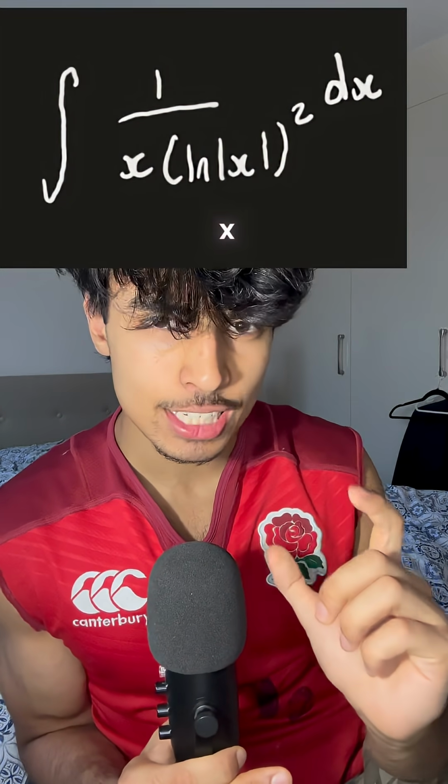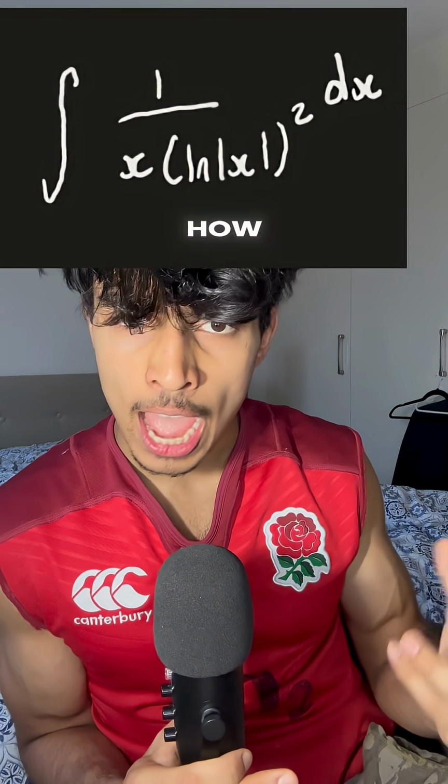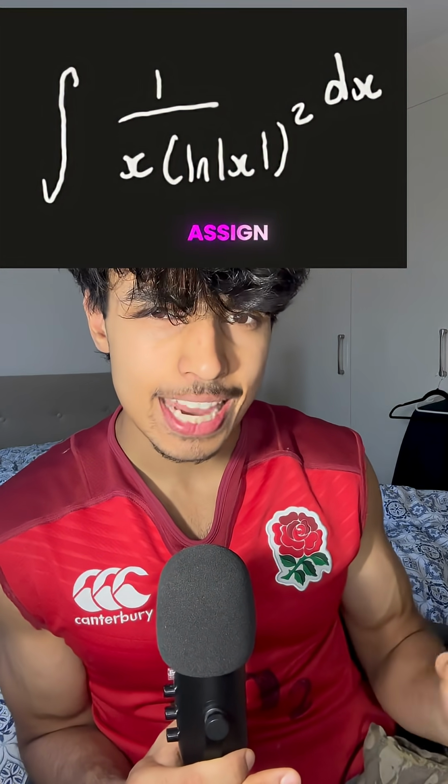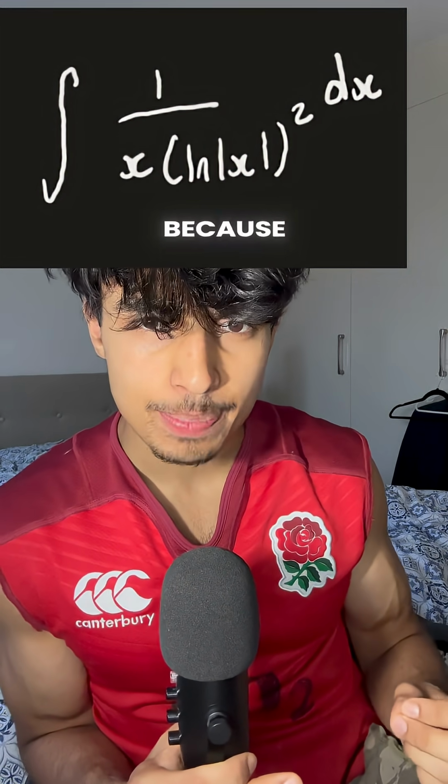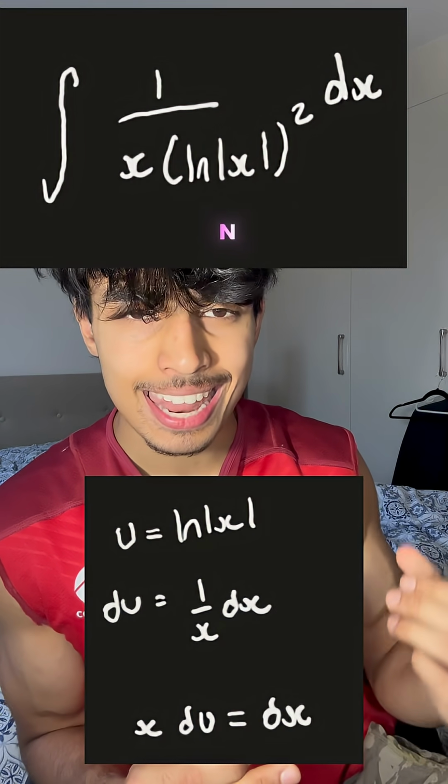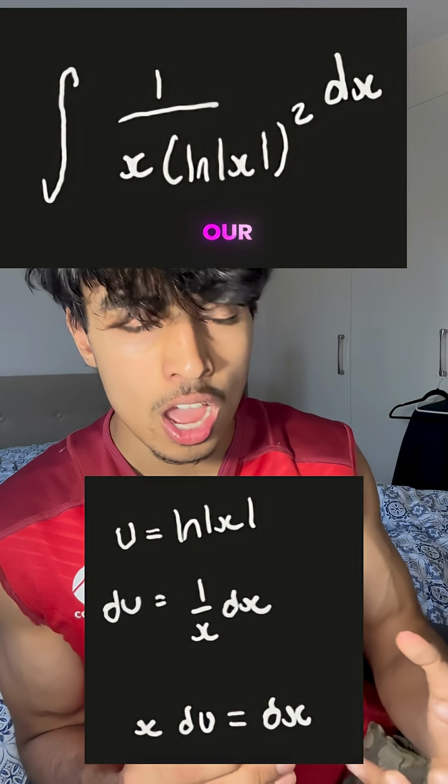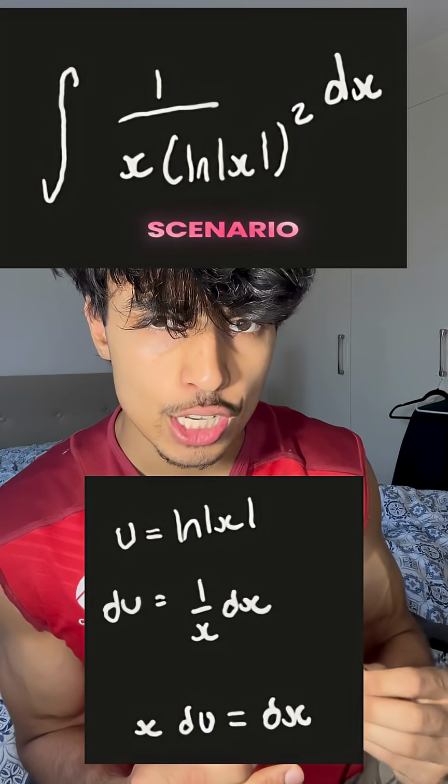Okay, that's pretty simple. Let's bump up the intensity a notch. Now we've got the integral of 1 over x times (ln x) all squared dx. How do we do that? We need to assign a u. Let's make it ln x, because that's the most logical thing to do, because the ln x is the only thing that's really making our integral complicated in this scenario.